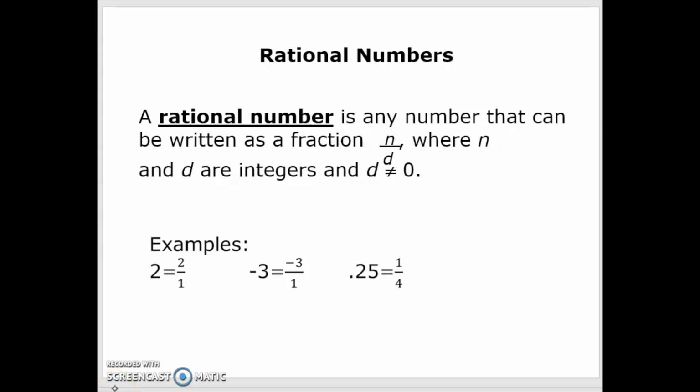Hi students, so we're starting chapter 2 today. We're going to be looking at rational numbers. So let's first talk about what a rational number is. A rational number is any number that can be written as a fraction.